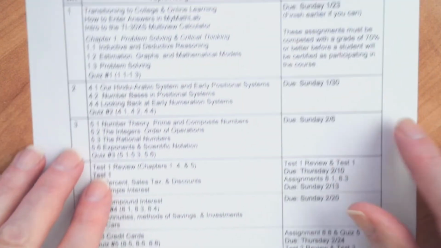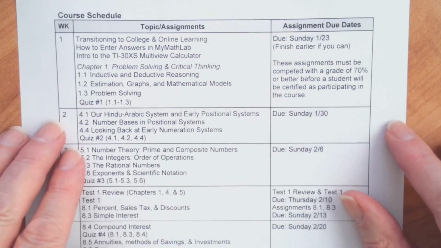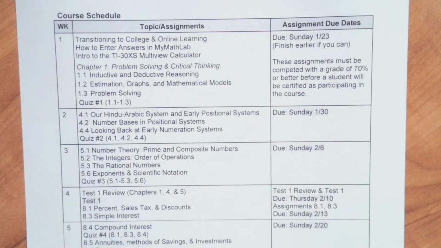So I already told you that you're going to get weekly announcements that give you an update on what's going on and what's due for this week. But honestly, it's all right here in the course schedule. So I'd really encourage you to print it out and have it in a convenient place so you know exactly what's going on each week. So notice the first week, there's 4 assignments to do, and they're due on Sunday, January 23rd.